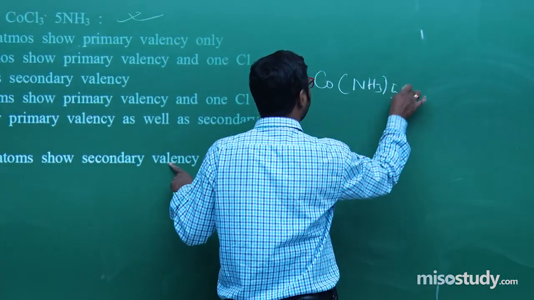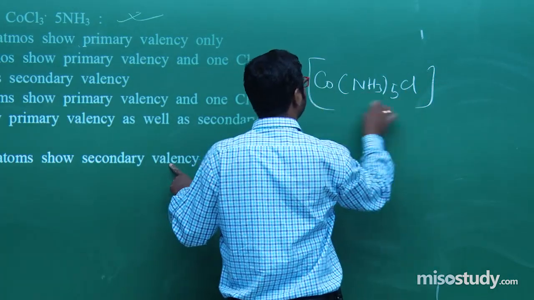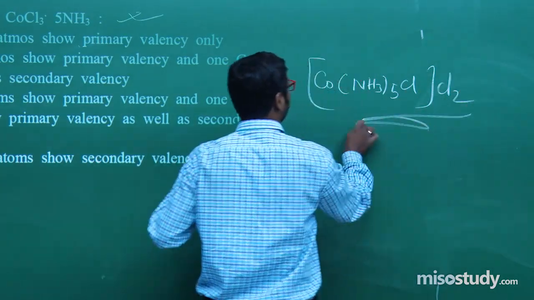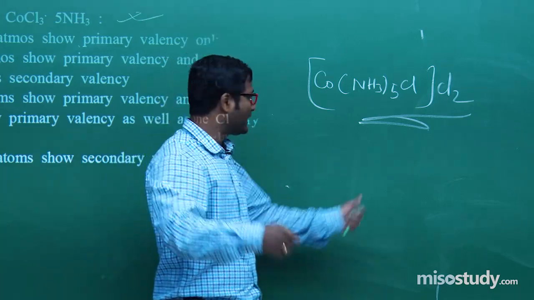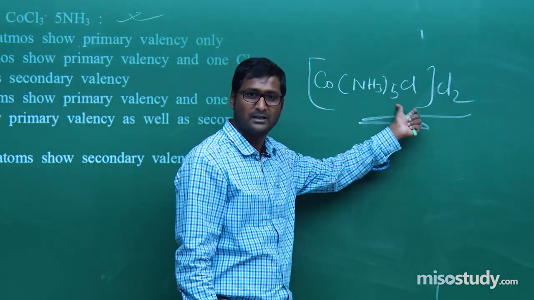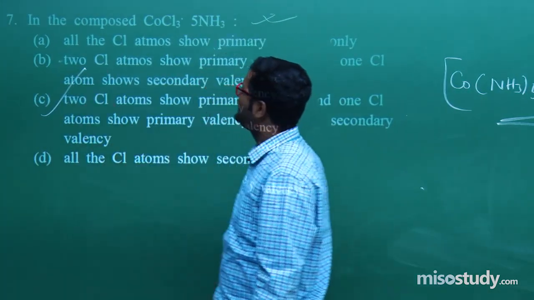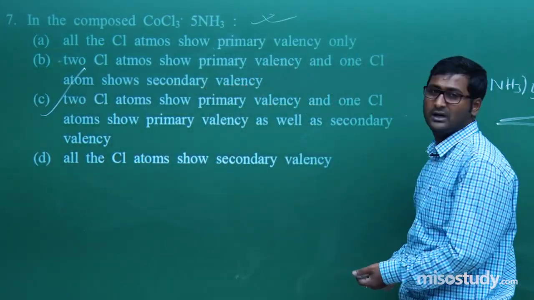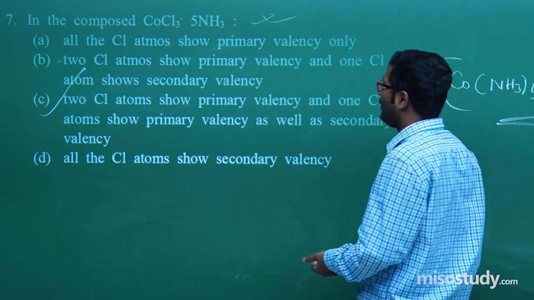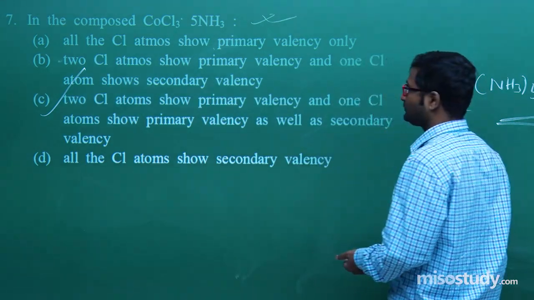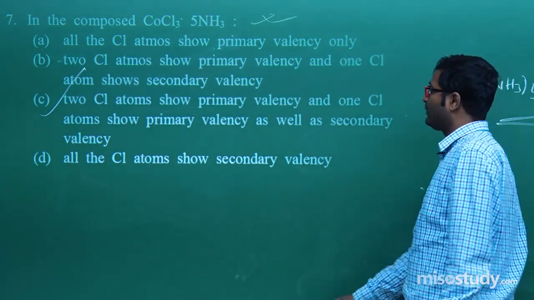[Co(NH3)5Cl]Cl2. This is the best way to represent such a complex according to Werner's theory. Do you remember this? So for this, we do not need to check all the options. C is the correct option. Clear to you, friends?